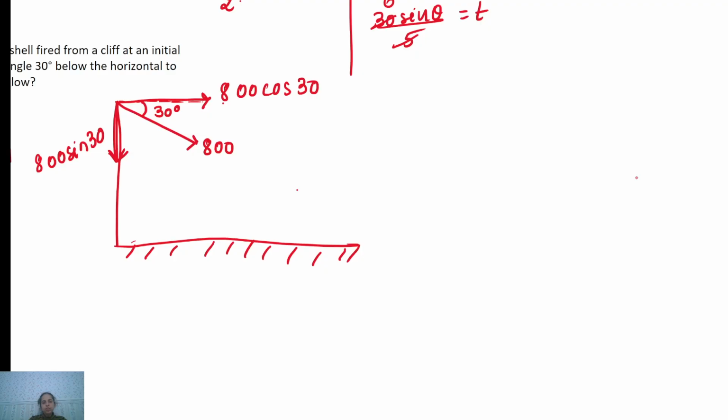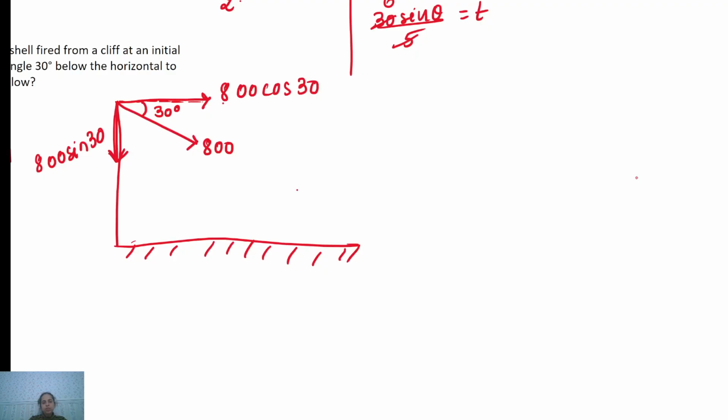Now what about Y? I do know the velocity in the Y direction is 800 sin 30, and sin 30 is half, so 400. And because the velocity is in the downward direction, my acceleration will now be positive 10, 9.8, but 10, okay? And what is my Y? How much is my displacement? That is 150. Okay, so I'm going to use my equation now.